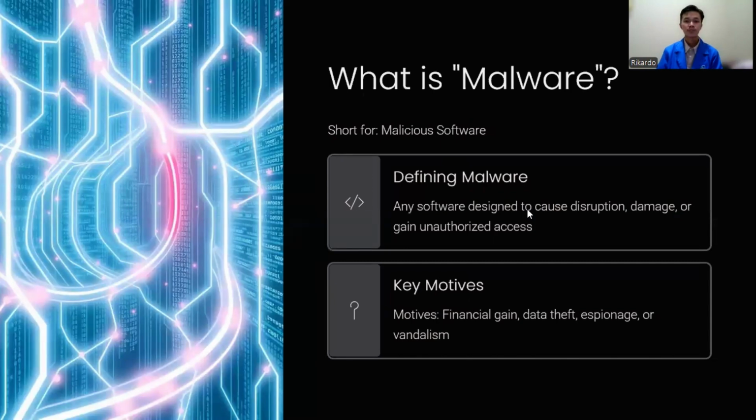What is malware? The term malware is short for malicious software. This is a broad term for any software that is intentionally designed to cause disruption, damage, or gain unauthorized access to computer systems. The motives behind malware are diverse, ranging from simple pranks and vandalism to organized crime for financial gain, espionage, and data theft. It is a weapon used to attack systems and their users.